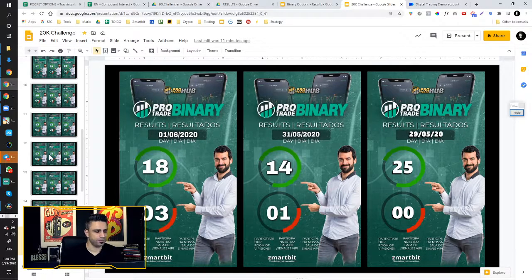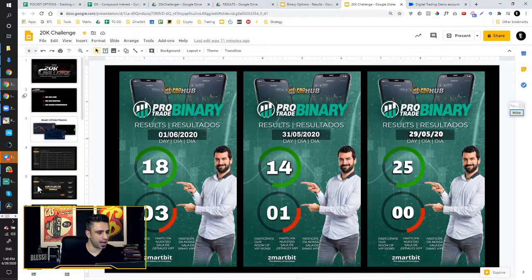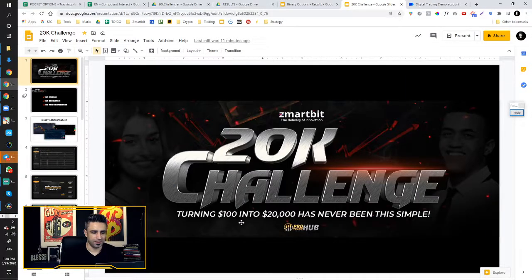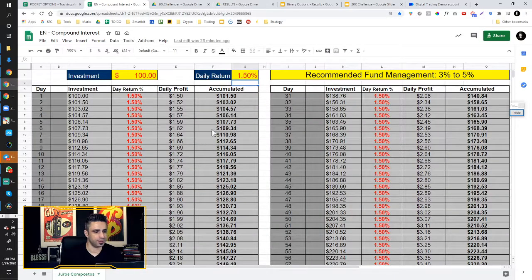But you might be asking yourself, okay, so how do we get from $100 to $20,000, right? Let me show you a prediction here. This is a compound interest spreadsheet, so you can have an idea.